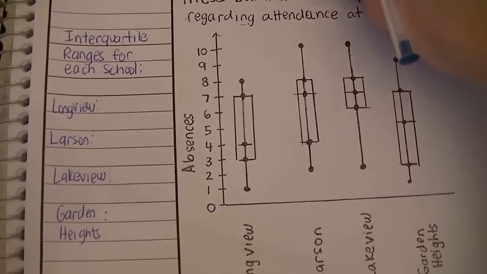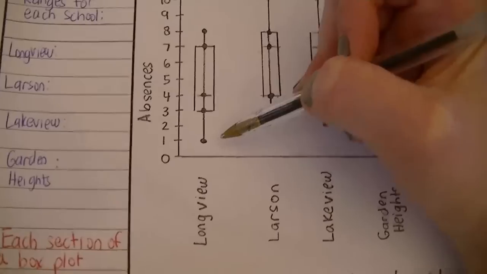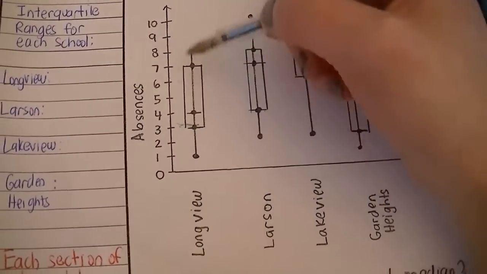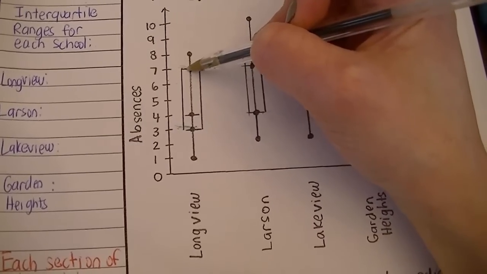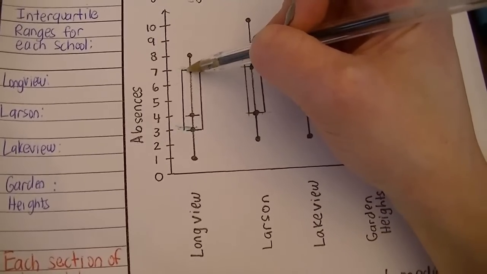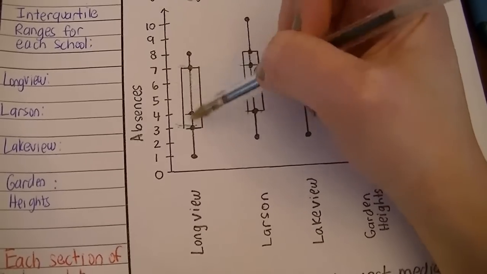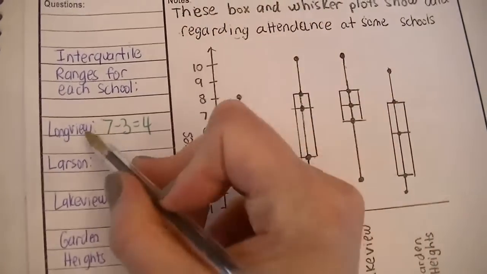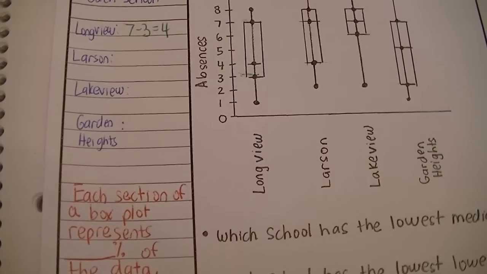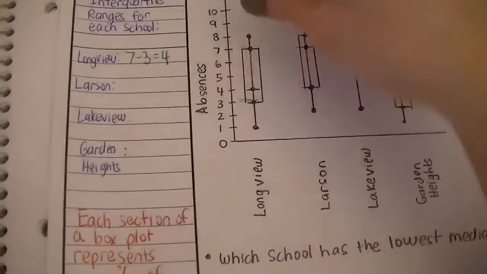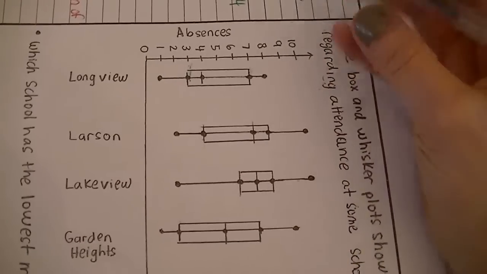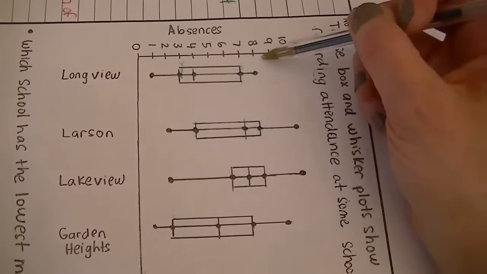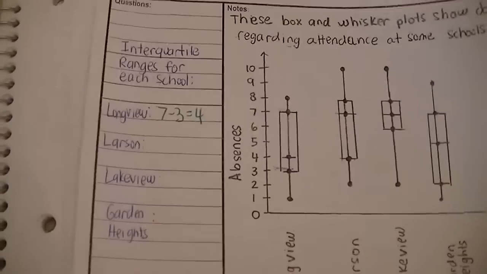To find the interquartile range for Longview, its lower quartile is 3, and its upper quartile is 7. So I take the upper quartile of 7 minus the lower quartile of 3, 7 minus 3 to get 4. So the interquartile range for Longview is 4. Now I'm going to help you find the interquartile range for Larson. You take your upper quartile of 8 and subtract your lower quartile of 4. 8 minus 4 will give us the interquartile range for Larson.